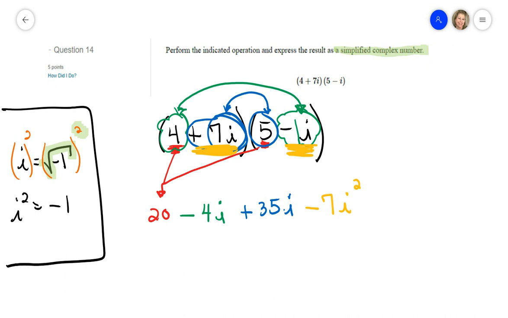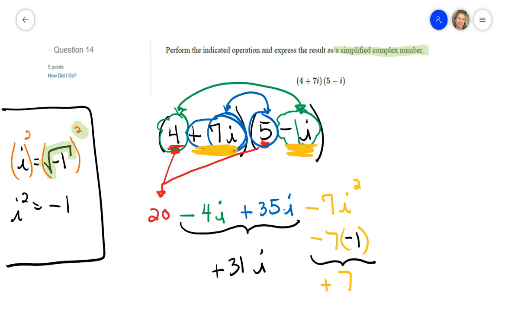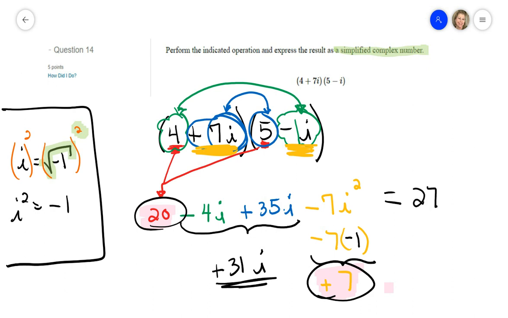So over here, where I have -7i squared, that's really -7 times a -1. And a -7 times a -1 is actually a positive 7. And then in the middle here, these two guys are like terms. So -4i plus 35i is a positive 31i. And then this positive 7 and this 20, those are like terms also. So I can combine this 20 and this positive 7, that would be 27. And then, of course, I already combined the i's, so that would be plus 31i.